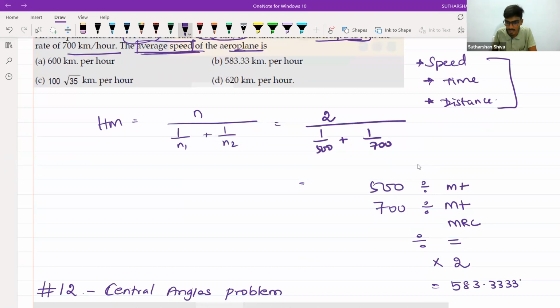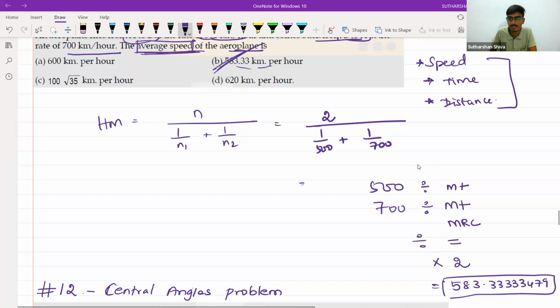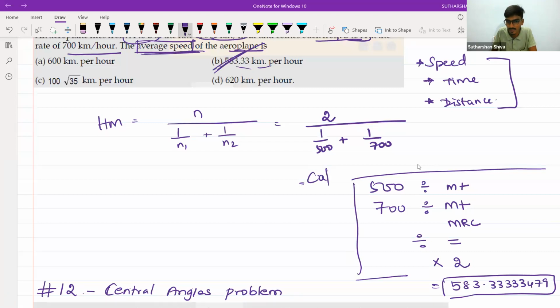583.33333, it will keep going 245 and then 479. This is your final answer. So you will choose option B as your answer. You can do it in your calculators. This is your calculator trick.